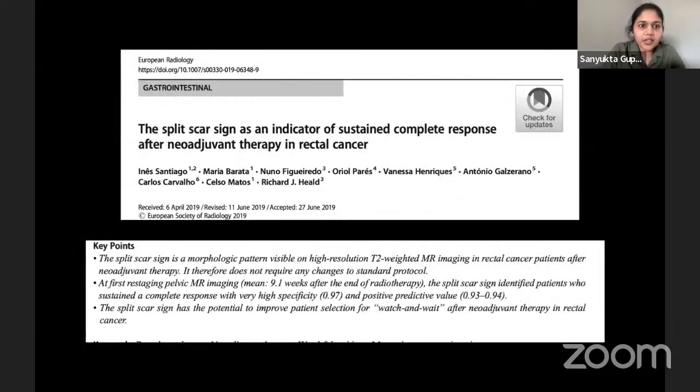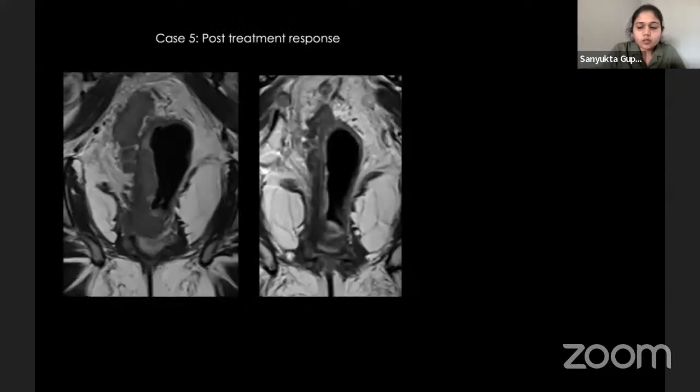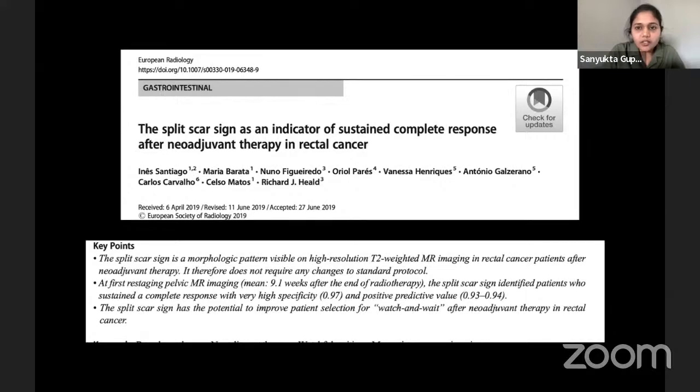This was a newer study which says a split scar sign, which is indicator of a sustained complete response after neoadjuvant therapy. And it's very frequently seen, and if read carefully, it is a complete clinical response. So nowadays, a watch and wait trial is also being done, and it depends quite a lot on MRI.